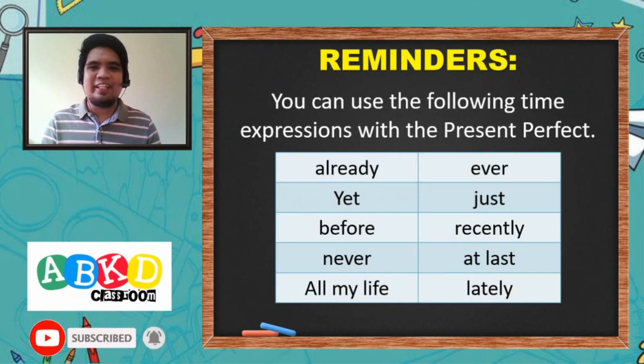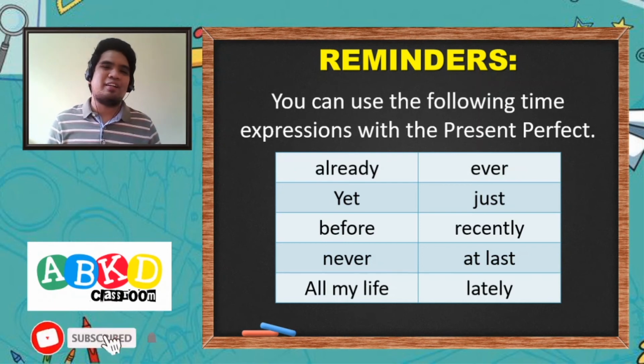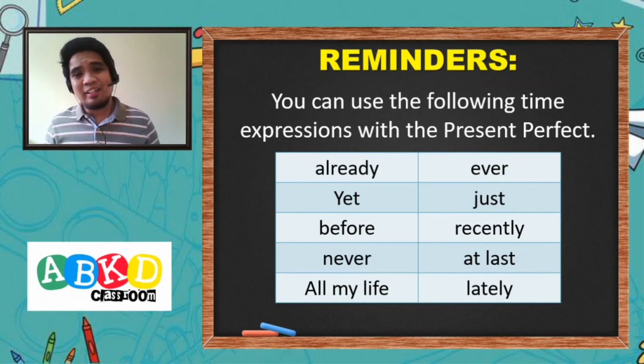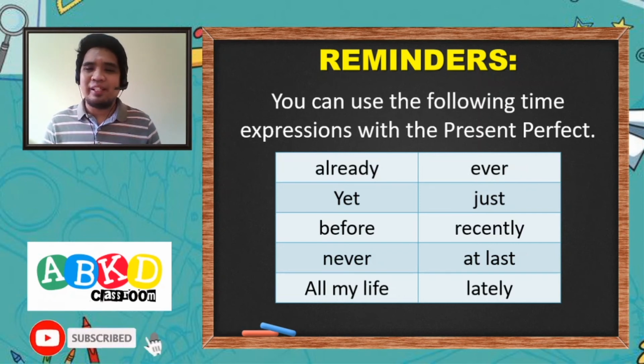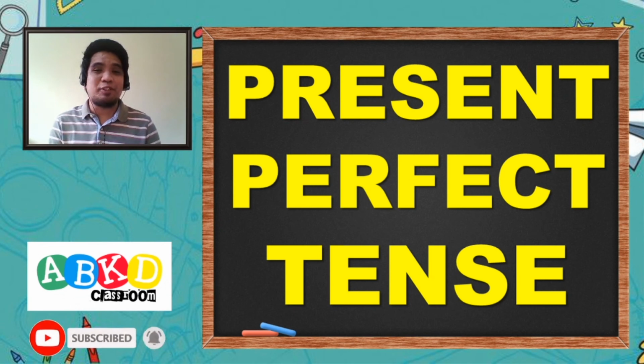Okay? Another thing, you can use the following time expressions with the present perfect. Okay? I have a few words that you can use when you are using present perfect tense. We have already, yet, before, never, all my life, ever, just recently, at last, and lately. Okay? So, those are the basic ideas about the present perfect tense.